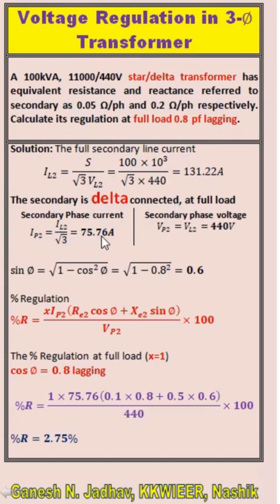It comes to 75.76 ampere, and the secondary phase voltage is equal to the line voltage, so it comes to 440. So sin phi is equal to under root 1 minus cos square phi, it is 0.6. So the regulation formula is this, and this is a plus sign as the power factor is lagging. Substituting all the values which we calculated above, the regulation is 2.75%.